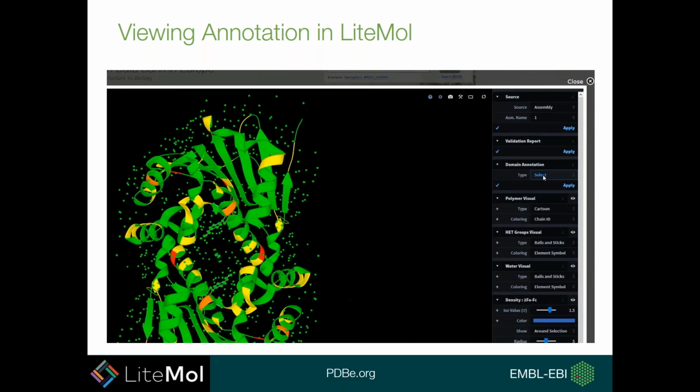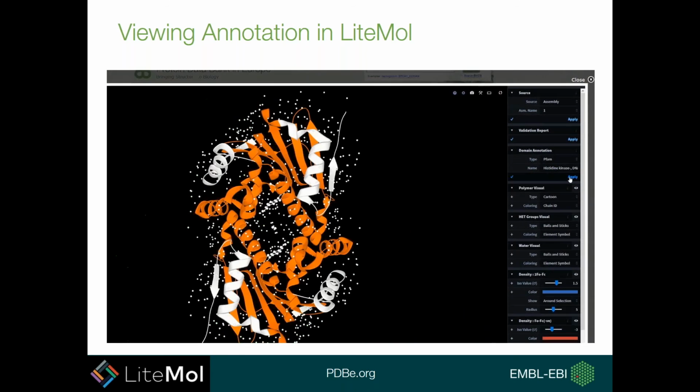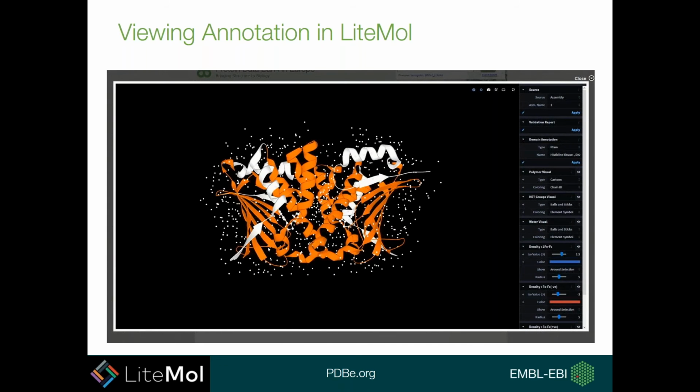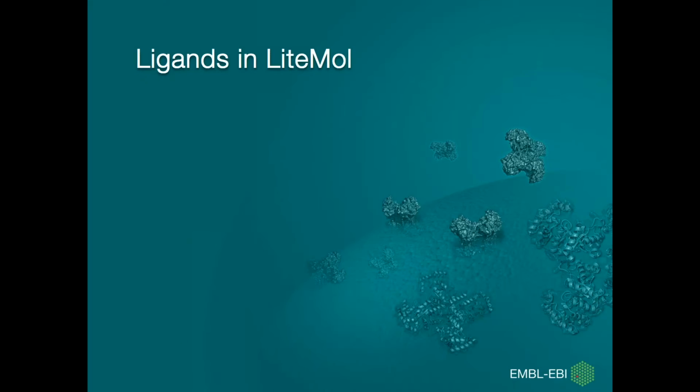You can also add domain annotation. For this example, I'm going to choose a PFAM domain. This is a histidine kinase domain. If you apply this to the structure, this will be highlighted on the structure and show you where this domain exists within the structure. Litemol has been incorporated into the PDB ligand pages for entries in the PDB.